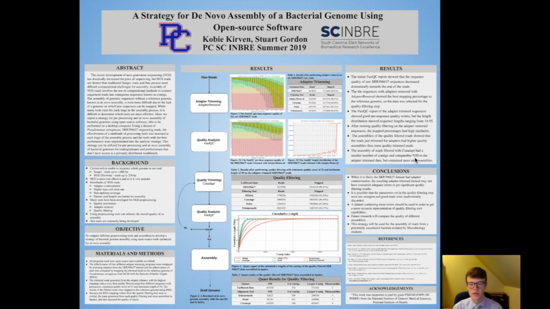So in the future, I want to go back and test these different quality filtering tools on a data set that has more contamination, and then test a bunch of different parameters. Also in the future, I'm going to move to test some different assemblers to see which of these assemblers would have the best results when it comes to assembling these de novo genomes.